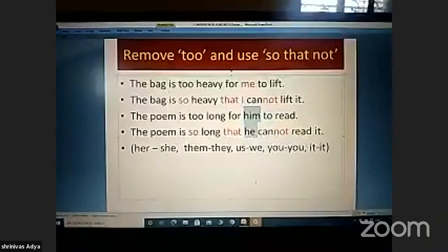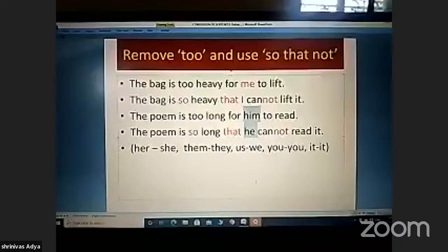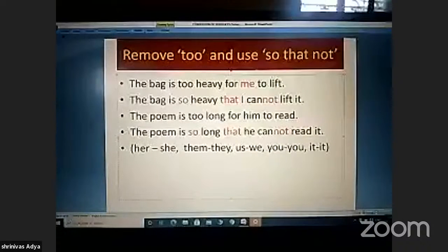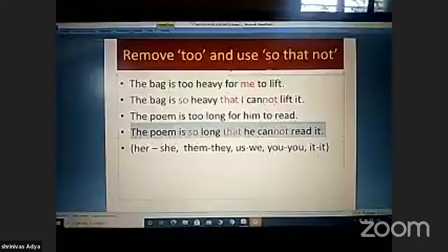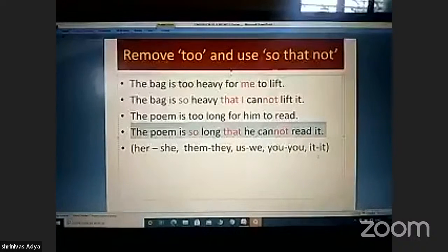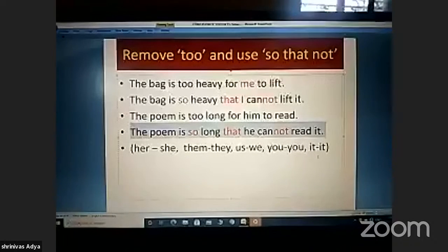Him is used in the sentence where you have TOO and TO. So when you rewrite that sentence using so that not, him will get changed to he. Now you can write down the sentence with so that not: The poem is so long that he cannot read it. Him is changed to he.